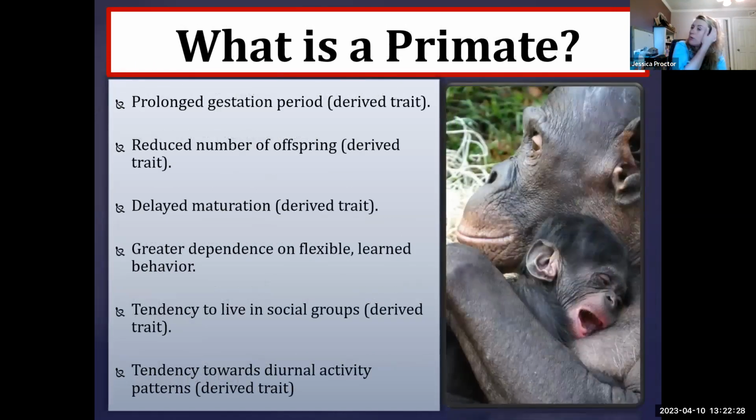So primates also have prolonged gestation. Gestation is the period of time from conception through birth. So that's the prenatal stage. We have a reduced number of offspring. So we're what we call K-selected animals, not r-selected. We tend to have fewer births and we tend to space them out over several years. We don't have litters like mice or bunnies do. We tend to have single births and we tend to space them out over several years.